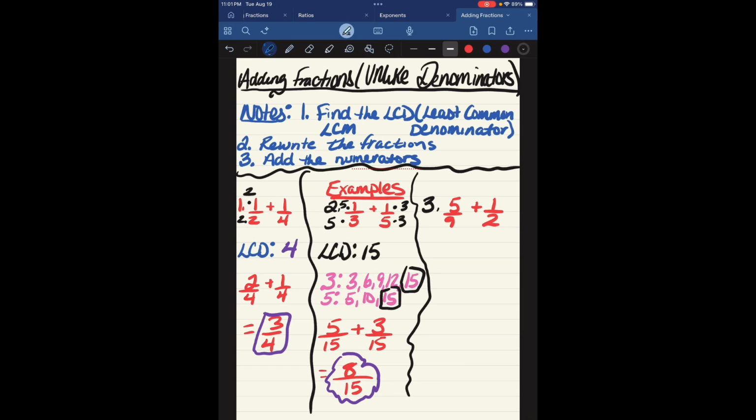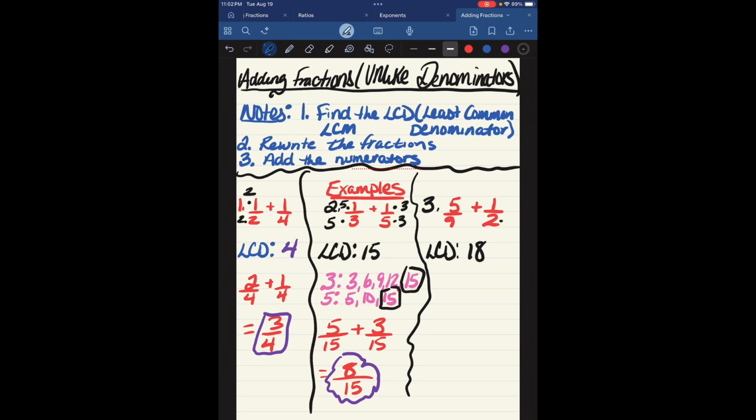All right, last but not least, we got 5 over 9 plus 1 half. Okay, our LCD for 9 and 2 is 18, because 9 can go into 18 twice, and 2 can go into 18 9 times. If you would like to see how we got 18 as our LCD, like with how we did number 2, you just list out the multiples. Simple as that.